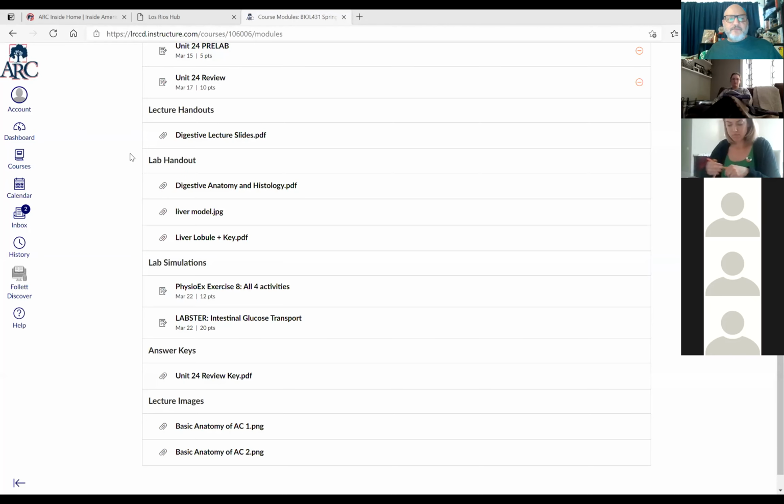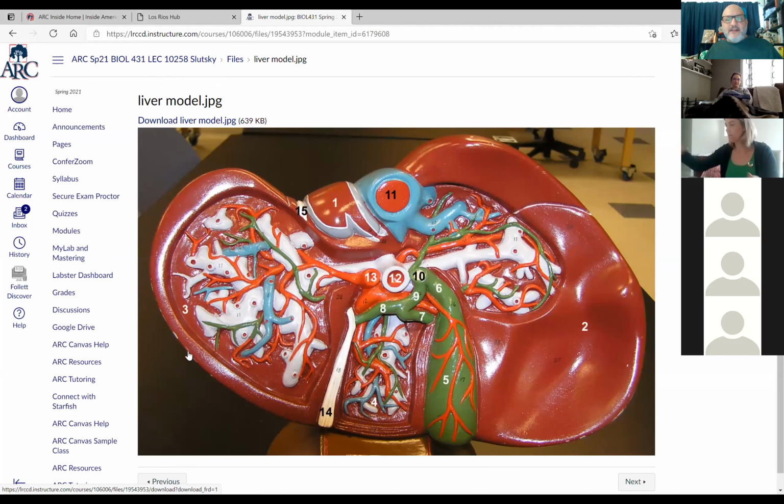Under your modules, under the lab handouts, you'll see a couple things. The first thing that you'll see here, obviously, is your study guide that is going to provide all that information here. But here is this great model of the liver. Now, this is kind of a weird posterior and inferior view. They've kind of cheated a little bit here. Notice here is our inferior vena cava, so that we know should be posterior. But they've cheated a little bit with our lobes.